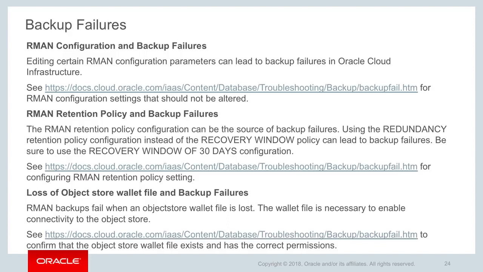The RMAN retention policy configuration can be the source of backup failures. Using the redundancy retention policy configuration instead of the recovery window policy can lead to backup failures. Be sure to use the recovery window of 30 days configuration. RMAN backups fail when an object store wallet file is lost. The wallet file is necessary to enable connectivity to the object store. So please confirm that the object store wallet file exists and has the correct permissions.